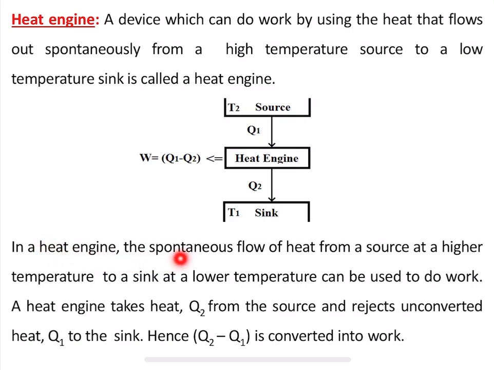Okay, so in a heat engine, the spontaneous flow of heat from a source at a higher temperature, T2, to a sink at a lower temperature, T1, can be used to do work. So how much heat has been flowing from T2 to T1, that heat is utilized to do the work. A heat engine takes heat Q2 from the source and rejects unconverted heat Q1 to the sink. Hence the work done, W, will be equal to Q2 minus Q1, the converted heat which has been used for the work. Okay, so this is how the heat engine works.